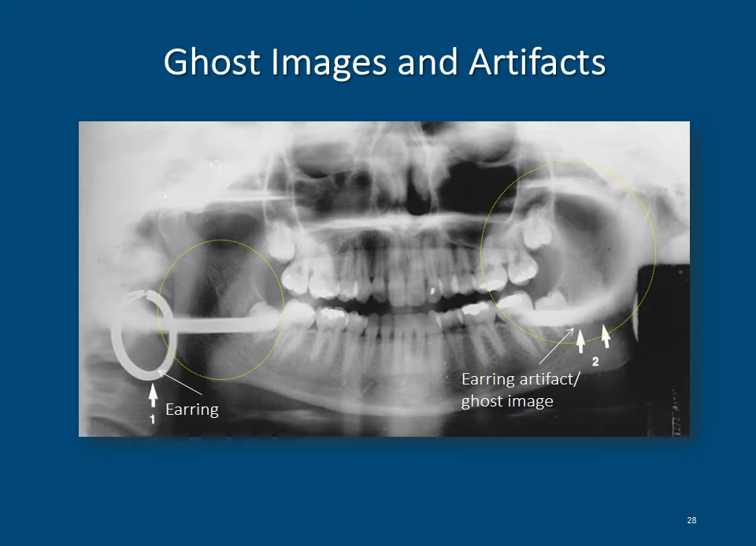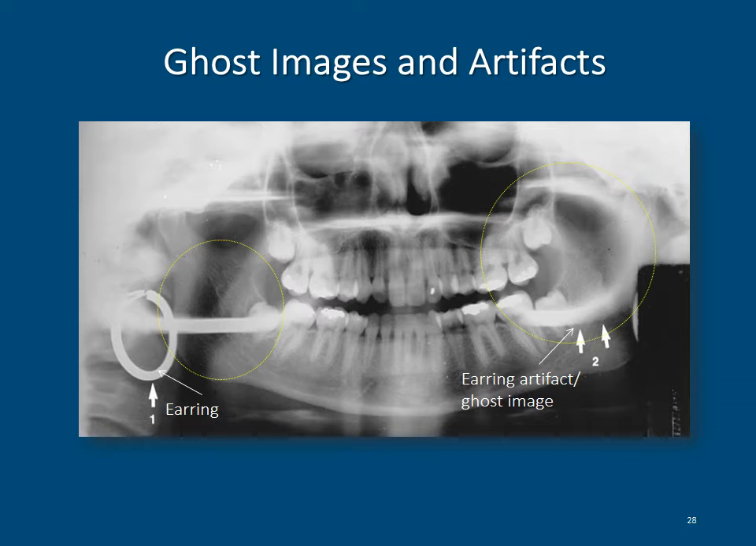Let's take a moment to look at this radiograph. Arrow 1 is pointing to an earring that was left on the patient as the radiograph was taken. Arrow 2 is pointing to the ghost image or artifact that is created on the opposing side of the patient because the earring has been left in on the patient during the exposure.